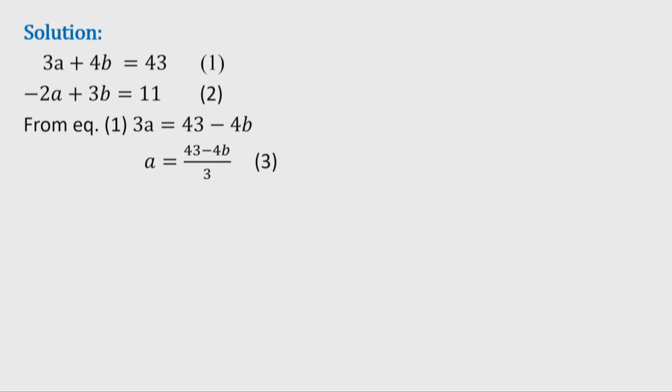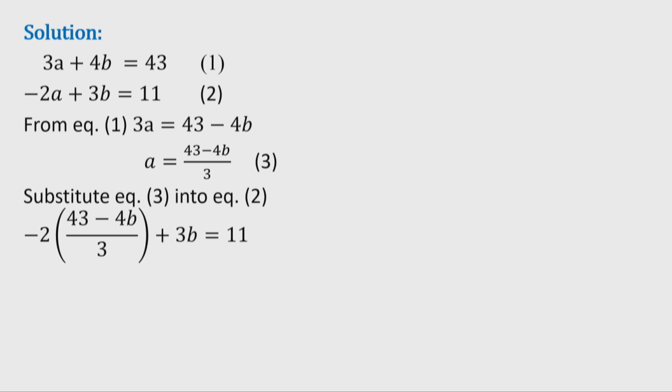So now, in which equation should I substitute equation 3? Yes, you're right. We need to substitute into equation 2. So replacing a by (43 minus 4b) over 3 into equation 2, we will get minus 2 times (43 minus 4b) over 3, plus 3b, equal to 11. So here I will multiply all the terms by 3 to cancel the 3 in the denominator.